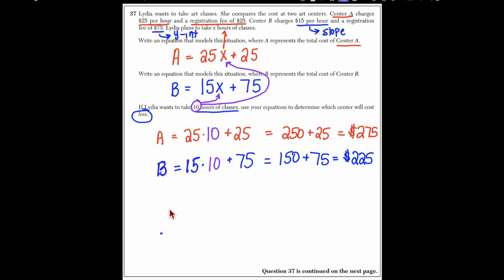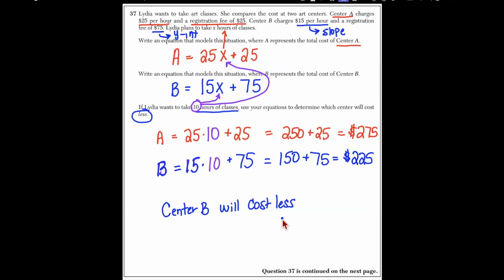But let's make sure that we write that here. So center B will cost less. And my proof for that is right up top here. Now, this specific question has one more section. Notice I haven't actually solved the system yet. Some questions will ask you to solve them algebraically. This specific question is going to actually ask us for a graphical solution to it.